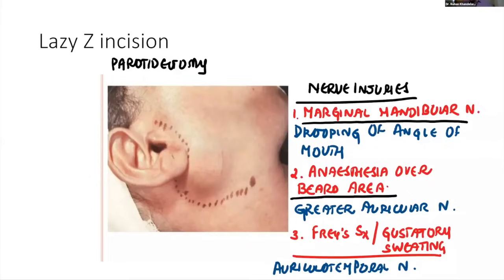The nerve injuries associated with parotid gland can be marginal mandibular nerve injury. This was there in one of the exams this year. This is going to give rise to drooping of the angle of mouth. I'm sure you must have heard one of these three gentlemen speaking: Sylvester Stallone, Jeffrey Boycott, or Sharad Pawar. All three of them, when they speak, there is drooping of the angle of the mouth. And that is because this nerve, marginal mandibular nerve, has been injured in them.